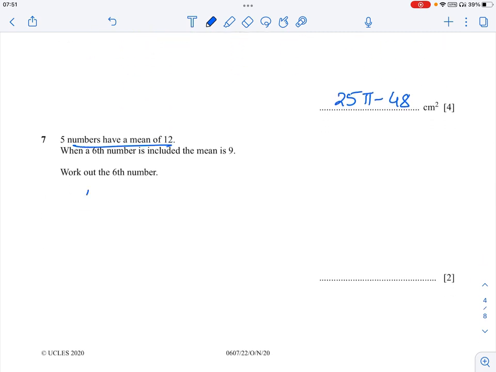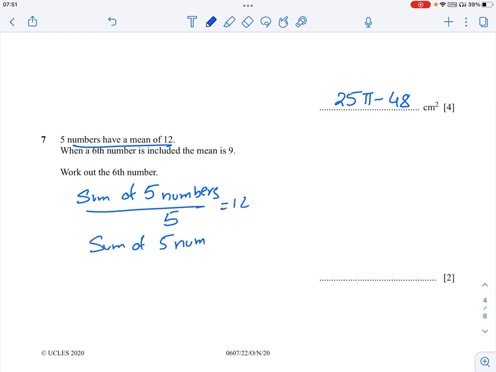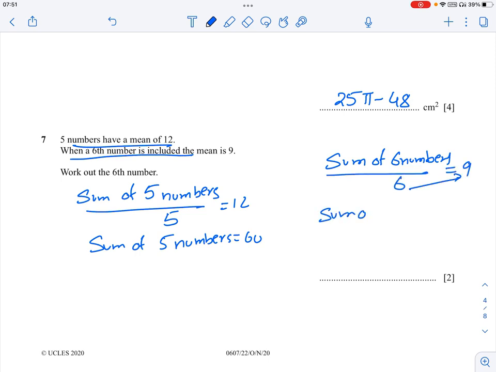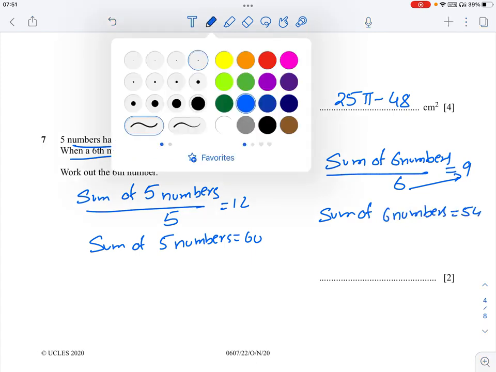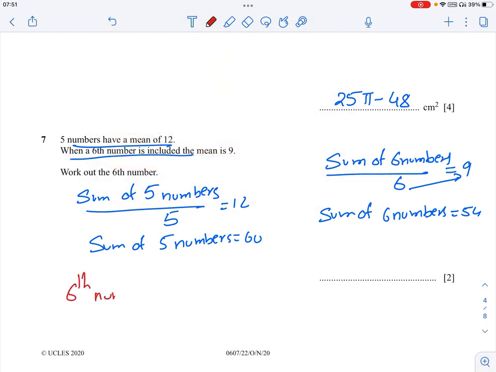5 numbers have a mean of 12. So the sum of 5 numbers divided by 5 equals 12. So what will be the sum of 5 numbers? The sum of 5 numbers will be 60. Then the sixth number is included, the mean is 9. So the sum of 6 numbers divided by 6 equals 9. So the sum of 6 numbers will become 54. So what will be the sixth number? The sixth number will be the sum of 6 numbers minus the sum of 5 numbers, which is 54 minus 60, which is negative 6.